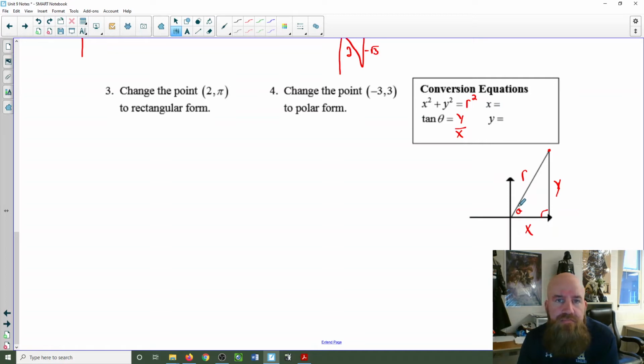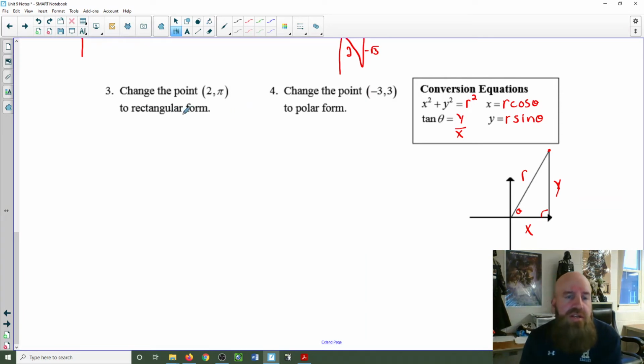And then if we look in here, how would we find x? Well, x would be cosine of theta equals x over r. So we can say that x equals r cosine theta. If we're looking at the y, that's going to be opposite over hypotenuse. That's going to be sine. So sine of theta equals y over r. So if we multiply both sides by r, we're going to get y equals r sine theta. So we need to know these equations. These are things that we looked at back in trig. We need to know these four so we can convert from polar to rectangular and vice versa.